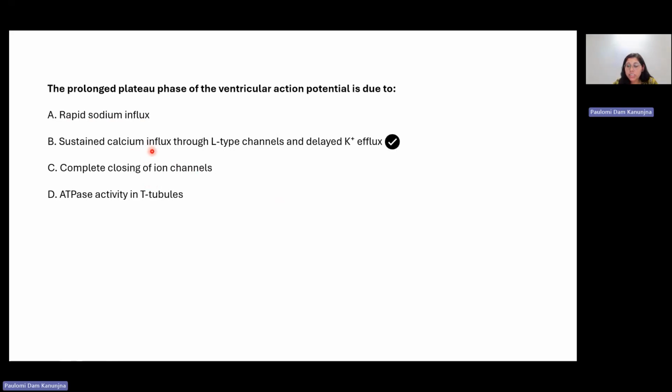Sustained calcium influx due to L-type channels, and delayed K+ efflux. So there is a delay and there is a sustained influx, which together lead to your plateau phase. The plateau phase is basically a delay before repolarization; it has to begin the repolarization. Plateau means it is keeping it delayed, because as soon as the repolarization happens, you have the T wave. So before the T wave, you have this flat line, which is basically the gap before your repolarization starts.